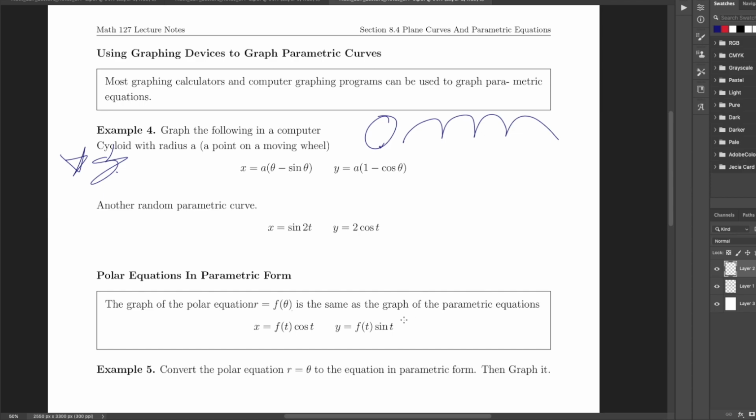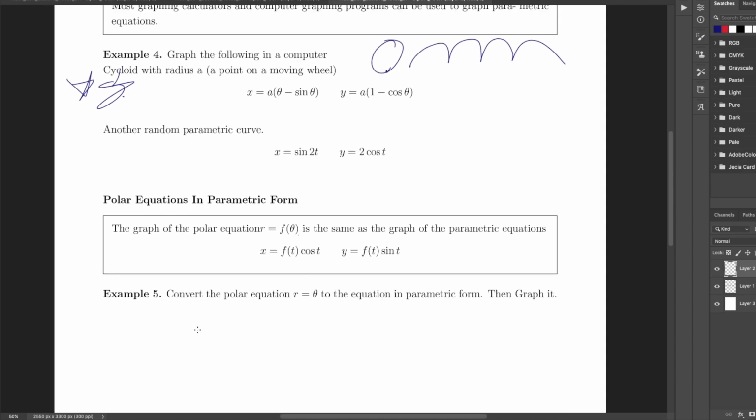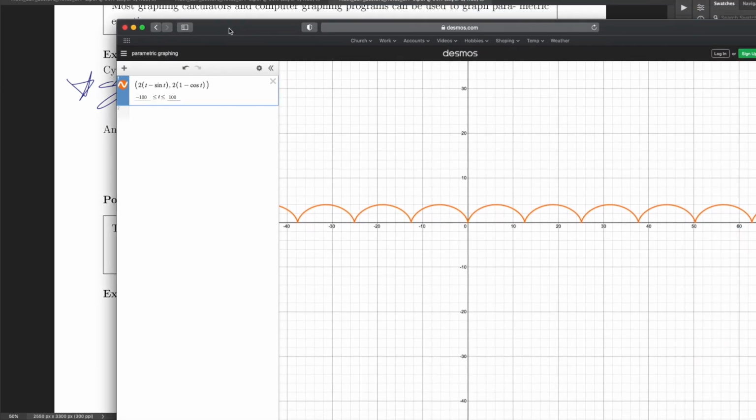So x would be, so this is just theta, so our function f of theta is equal to theta, or f of t is equal to t. And so here we have t cosine of t, sorry, and y equal to t sine of t. And then let's graph it real quick, and we'll be done with this section. So this section is much easier than the other two. So you have one hard section and one easy section this week, if I still use the same formatting.